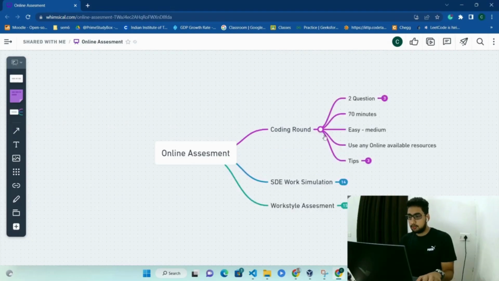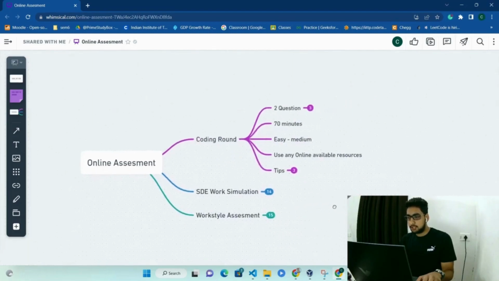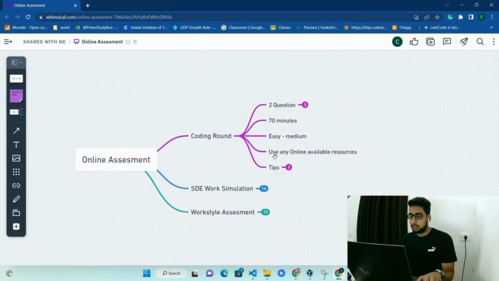So going on to the coding part, you will have 2 questions, and both will be easy to medium level. For solving those 2 questions, you will get 70 minutes. For me, 70 minutes felt like more than enough. Apart from that, you will get some guidelines in the mail with a link. One of the things was that you can use any online available resources like the STL. And now coming to the particular questions which were asked.